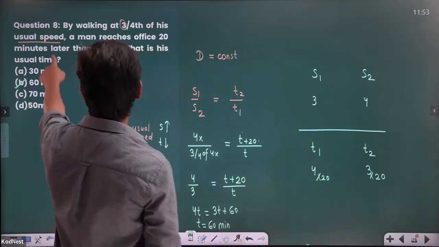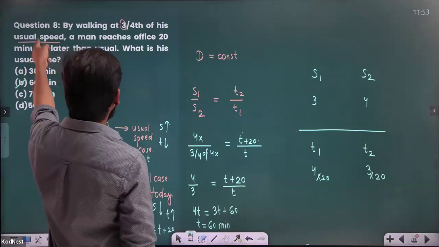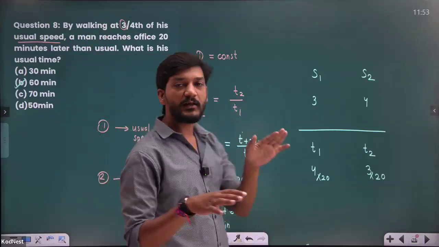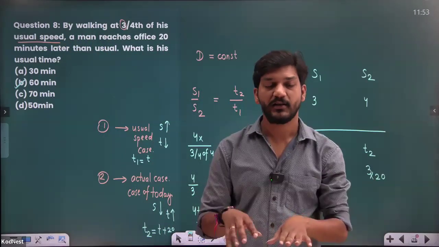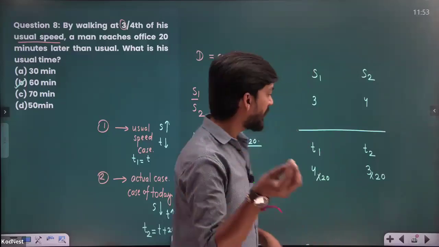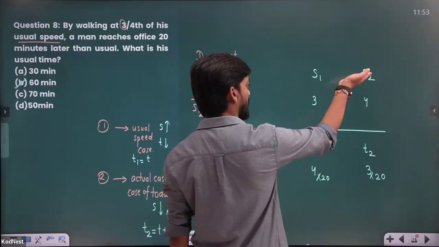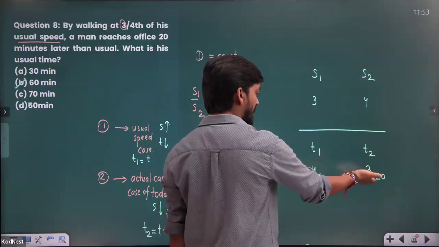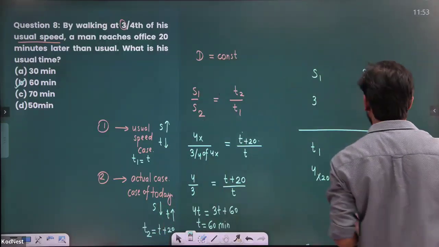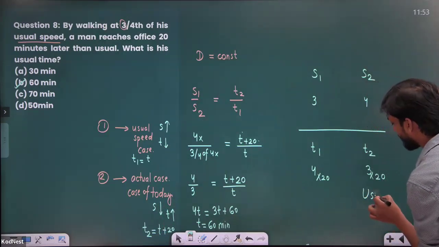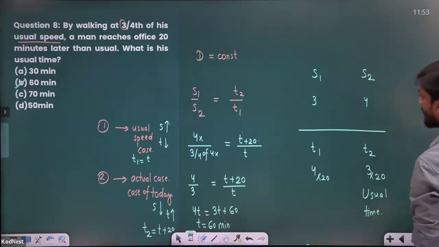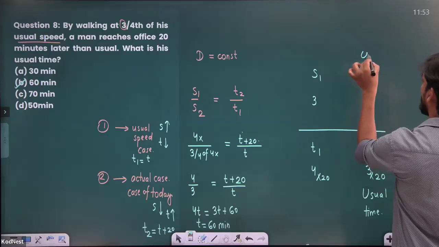Okay, usual speed. You are walking at 3/4 of usual. That means your speed of today is less. Usual speed is more. So usual speed is more. Usual speed is more. Time will be less. So less time is this. So this is your usual time. Okay. This is usual speed because it is more.